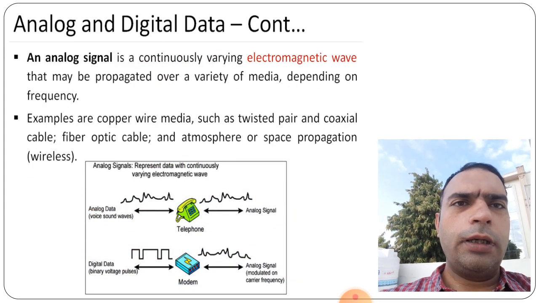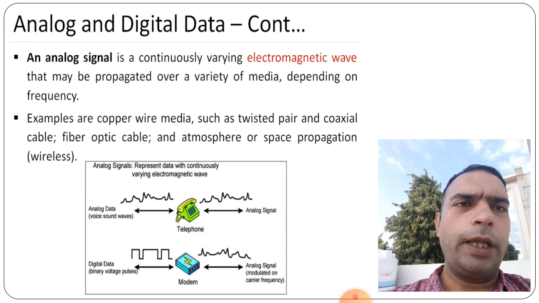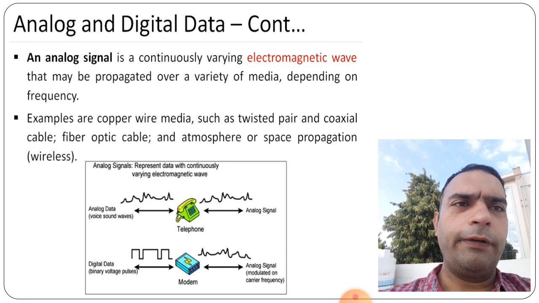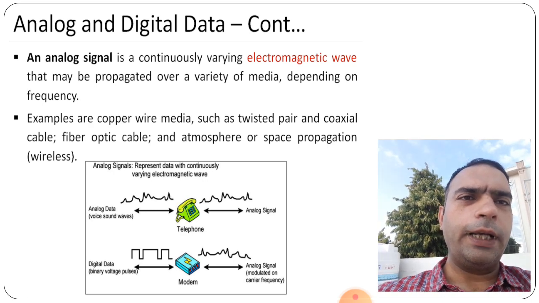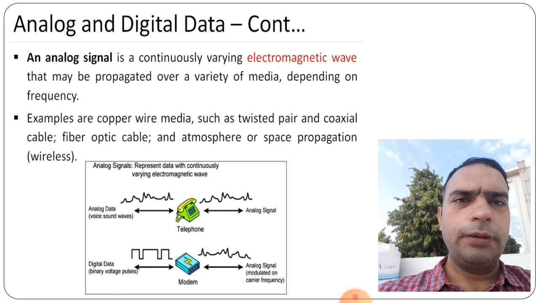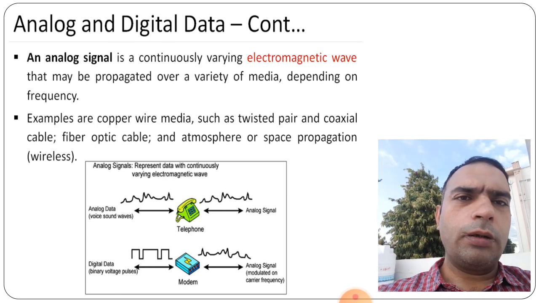An analog signal is a continuously varying electromagnetic wave that may be propagated over a variety of media depending on the frequency. Now here the examples are also given.